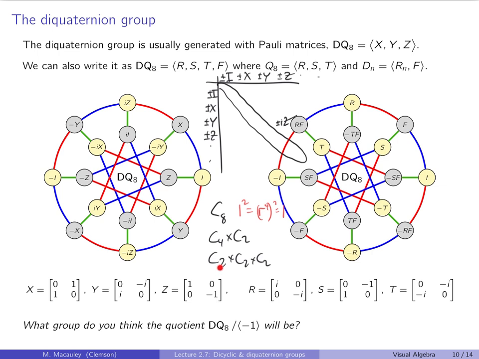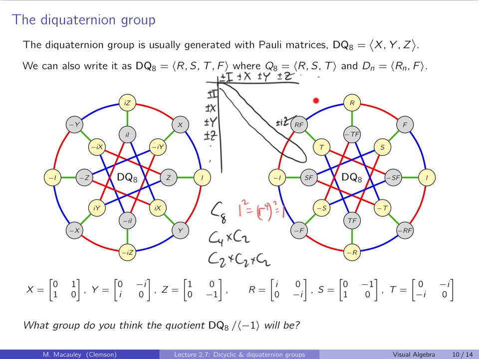In C2 cross C2 cross C2, the square of every element is the identity. So you'll have the identity element at every single entry on this diagonal. And then C4 cross C2, I think there's something in between. I think the square of 4 elements are the identity.